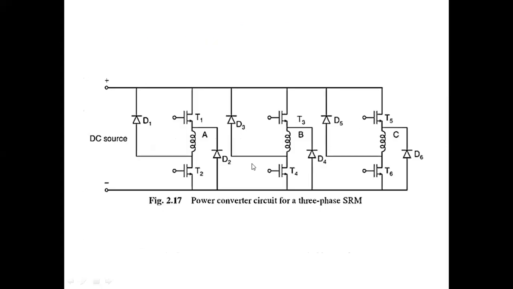Sorry, here, this one. Per phase, two static switches, two thyristors and also two diodes: T1, T2 and D1, D2. Again, phase B: T3, T4 and D3, D4. Again, D5, D6, T5, T6. How many do we have in total? 6 static switches and 6 diodes.